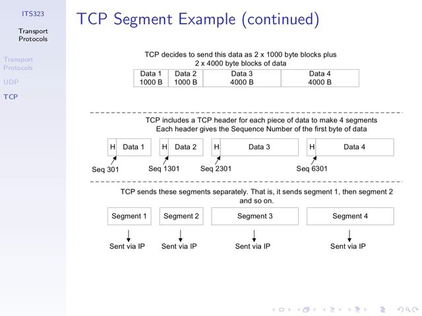So if we take this first piece of data, then what sequence numbers does it contain? 301, 302, 303. It contains 1,000 bytes. And the last sequence number in this first segment will be 1,300.